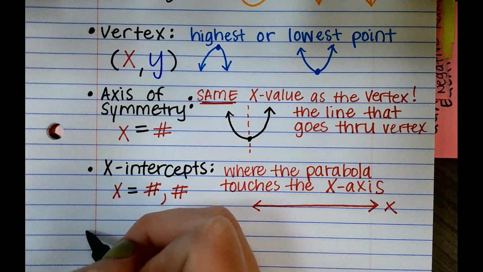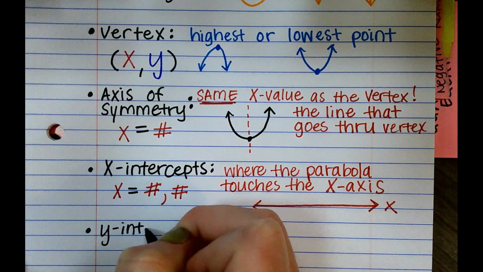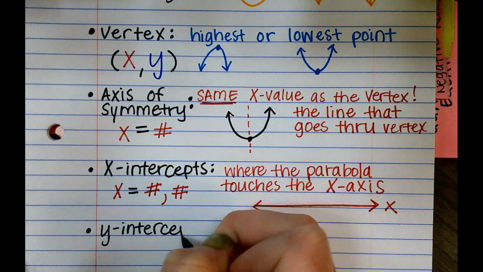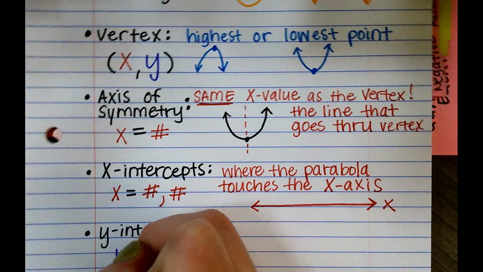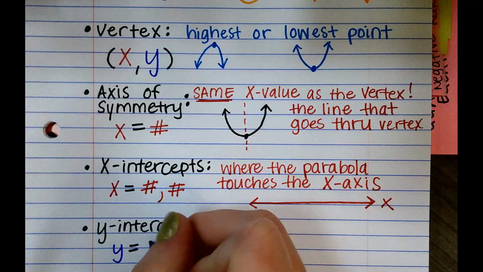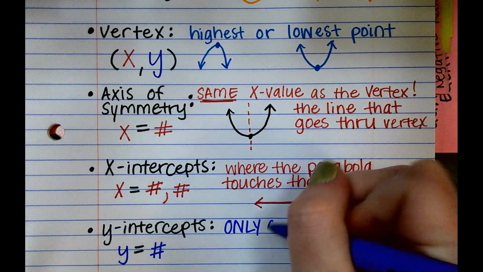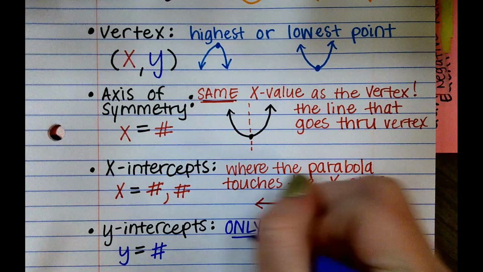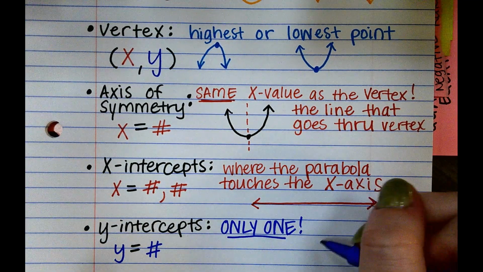The very last one is y-intercepts. There will only ever be one y-intercept. It will be y equals a number. It's where the parabola touches the y-axis.